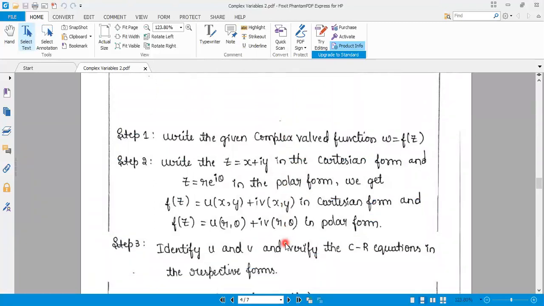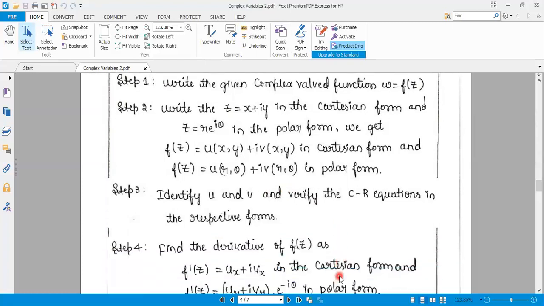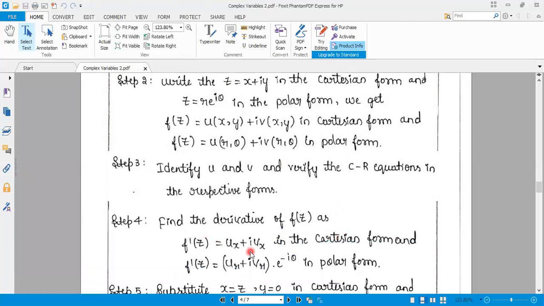So first, whenever the real part u is given, we differentiate with respect to x, with respect to y. Similarly, whenever the imaginary part v is given, we differentiate with respect to x, with respect to y. And we use the relation f dash z equals u x plus i v x, where v x can be written as minus u y by using the CR equation. Or you can write f dash z equals v y minus i u y. So this is one more result.